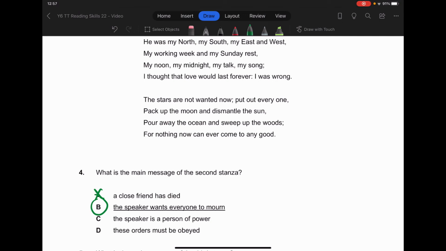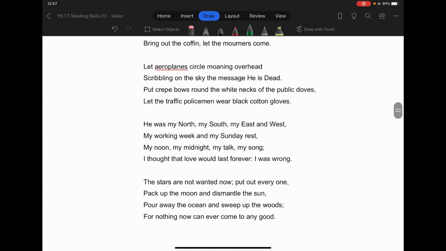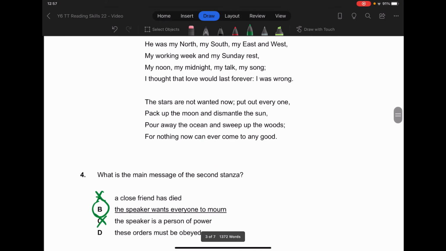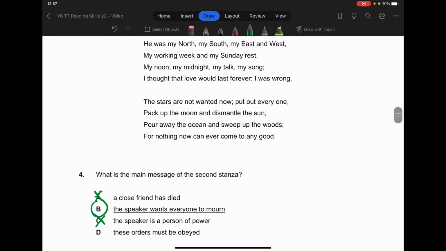See, the speaker is a person of power. This is not true. So here's the thing. I think the key word here is "let," right? It doesn't mean it's actually happening. This is just trying to say, oh, we should. This "let" is actually equivalent to "we should." It's not supposed to be taken literally, is what I'm trying to communicate.